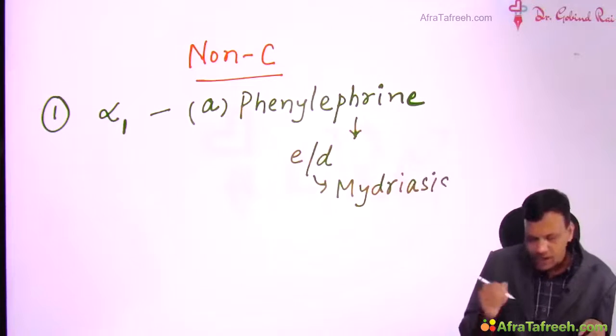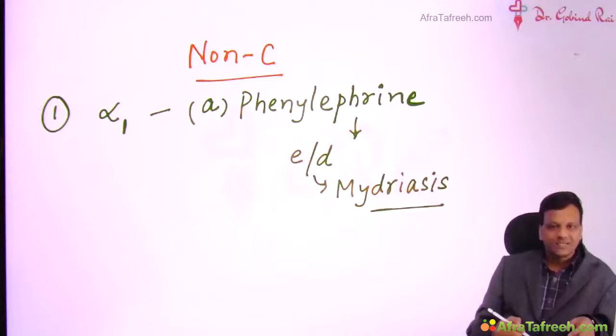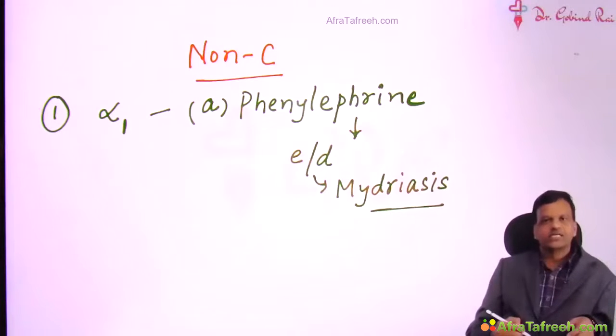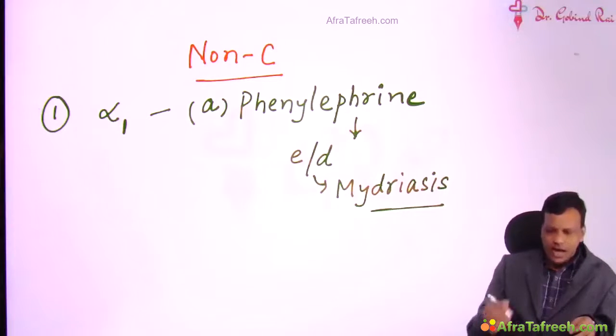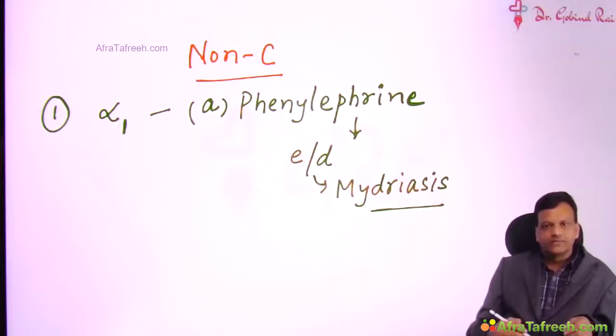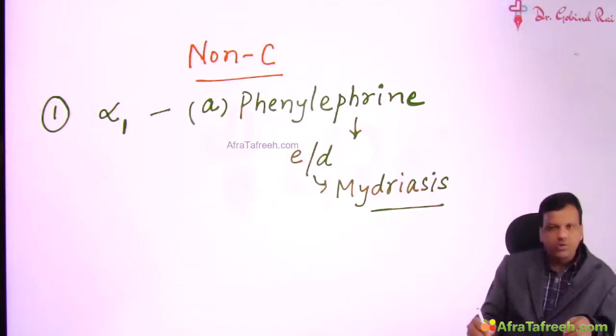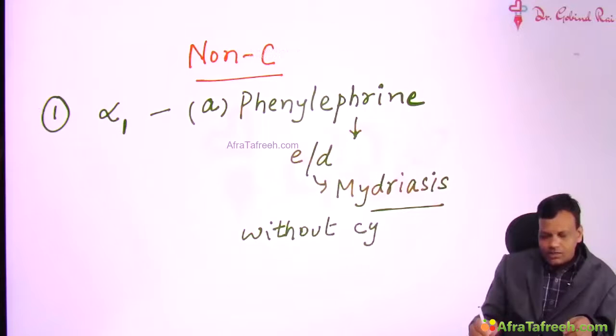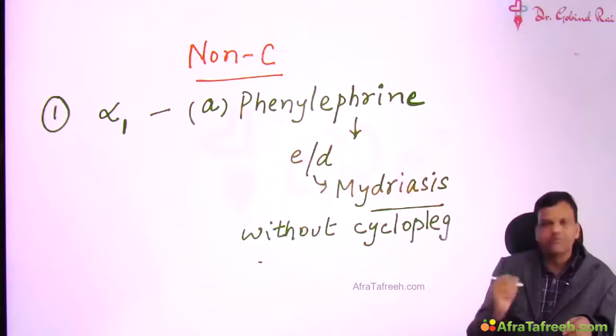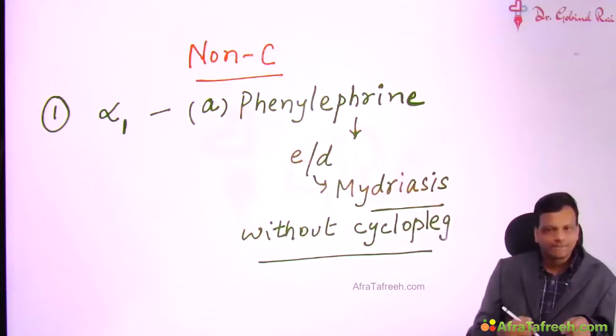Now do you remember which other drug we discussed that cause mydriasis? Yes, anticholinergic drugs cause mydriasis. So what is the difference between anticholinergic drug and phenylephrine in the eye? The difference is anticholinergic drugs cause mydriasis as well as cycloplegia, whereas phenylephrine cause only mydriasis, no cycloplegia. So that is very important to remember.